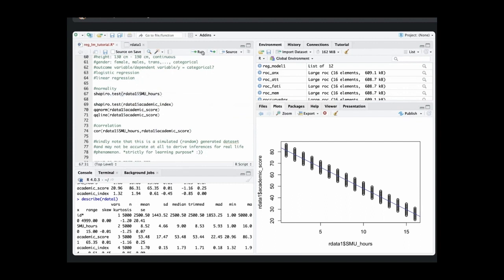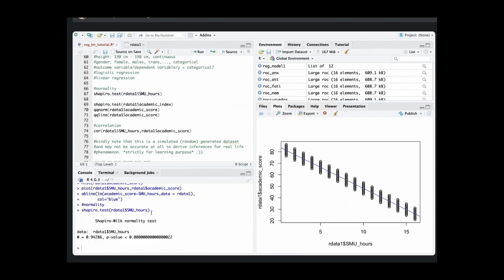And if I want to perform this, what is so R gives me is the p-value, which is much less than 0.001. That tells me that the distribution of this variable is significantly different from that of a normal distribution, right?